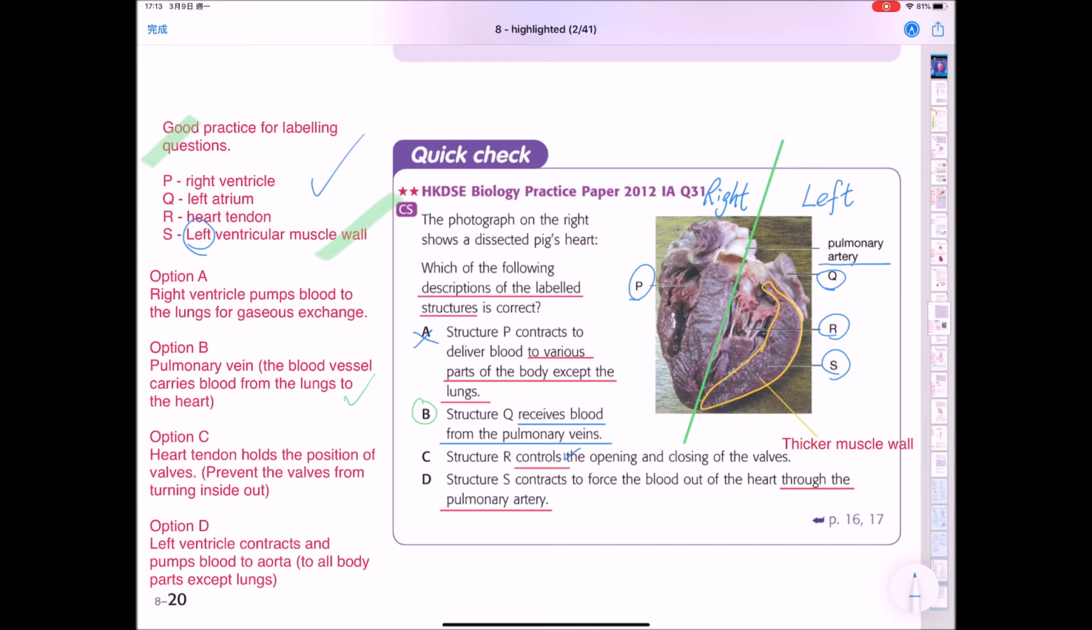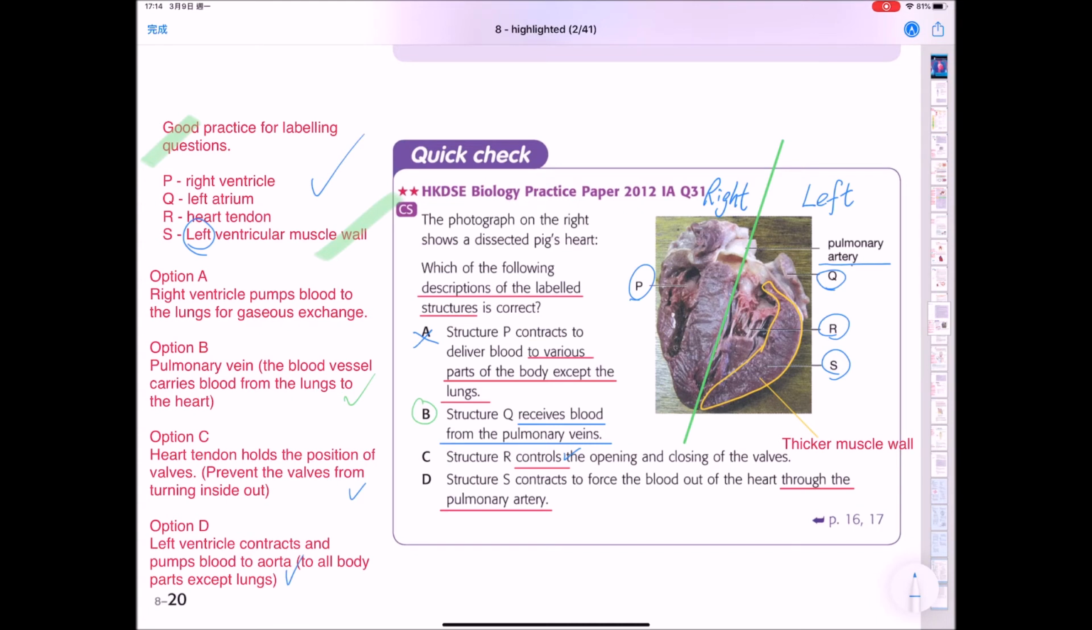Actually the heart tendon is responsible for holding the position of the valves and preventing them from turning inside out. And for option D, structure S contracts to force the blood out of the heart through the pulmonary artery. But because structure S is on the left hand side of our heart, it should be the left ventricle, and it should pump the blood to the aorta rather than the pulmonary artery.